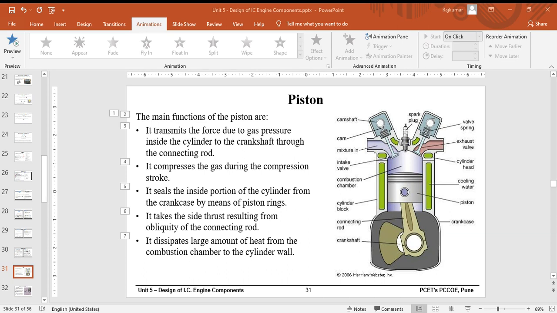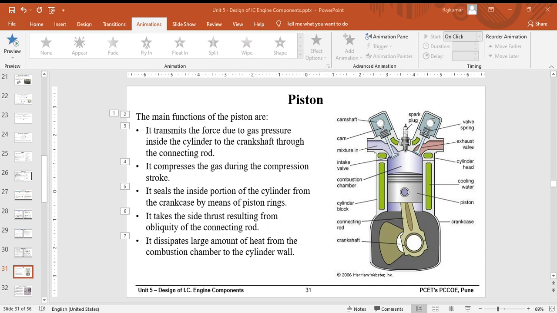Then, for the thermal conductivity factor K, there are some recommended values. For grey cast iron it is 46.6. For aluminum alloy, it is 175. Again, for the permissible value of the temperature difference, Tc minus Te, for grey cast iron it is recommended that the value should be taken as 200 degrees Celsius, and for aluminum alloy, it is 75 degrees Celsius.